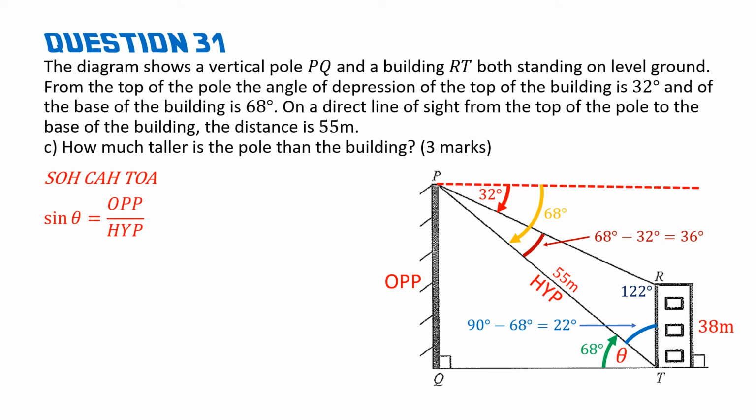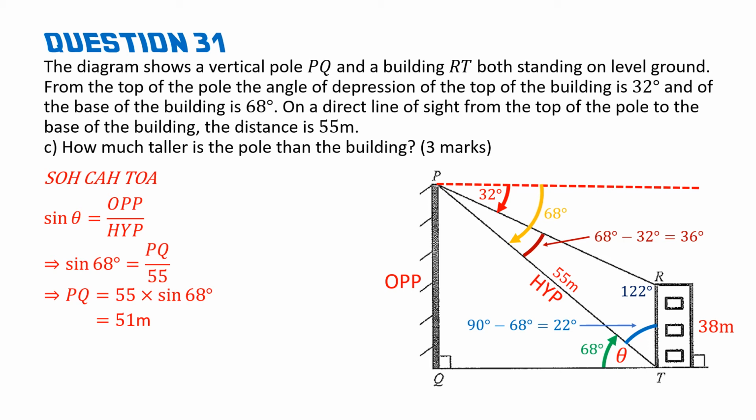Theta we know is 68 degrees, our hypotenuse we know is 55, and the opposite is what we want to find, which is PQ. Multiplying both sides by 55, PQ is equal to 55 times the sine of 68, and throwing that into a calculator, we get that the height of the pole PQ is 51 meters.